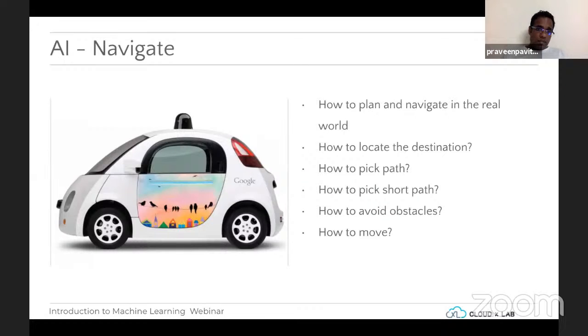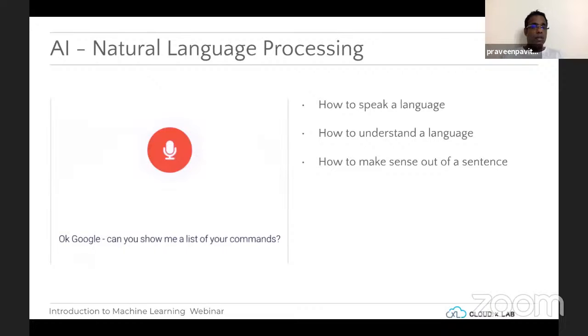Then there's the question of how to plan and navigate in the real world. This is about navigation, a very important problem today with self-driving cars, etc. How do you locate a destination, how to pick a path, how to pick the shortest path, how to avoid obstacles, and how to move. These are issues you would have to resolve while creating a navigation system.